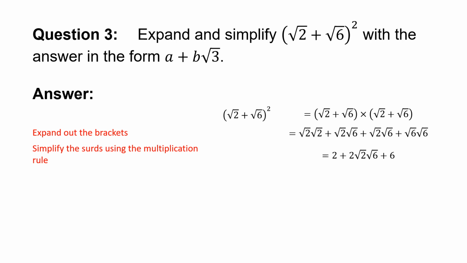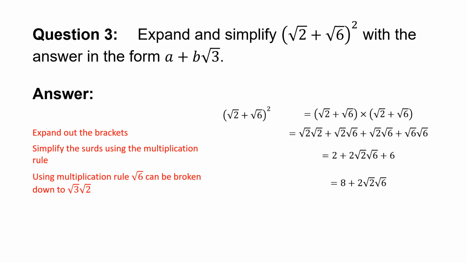We have root 2 root 6 plus root 2 root 6. So this is 2 lots of root 2 root 6. And then on the right hand side we have root 6 times root 6, which is root 6 times 6, which is root 36, which is 6. So we'll just tidy that up a bit and we get 8 plus 2 root 6.